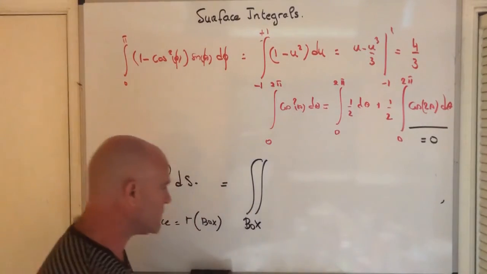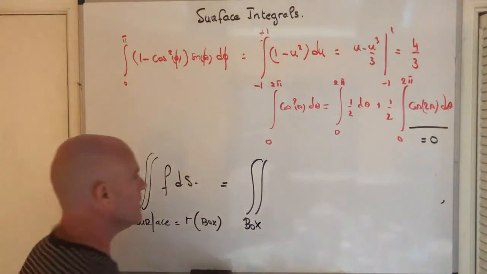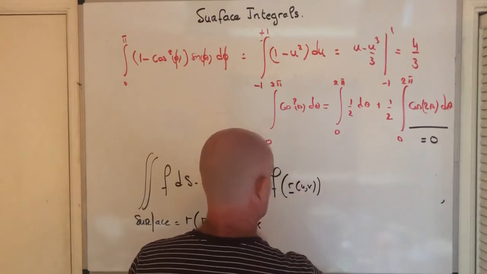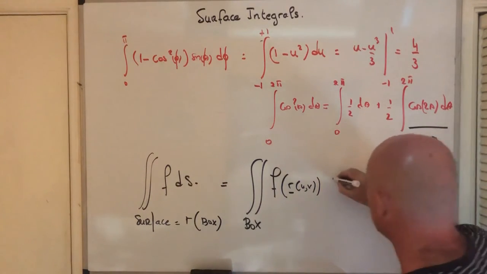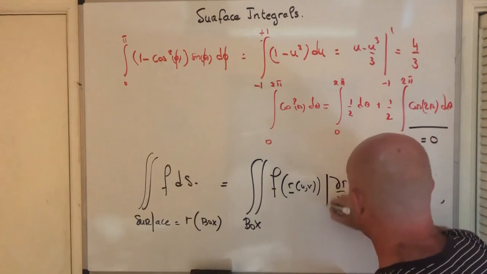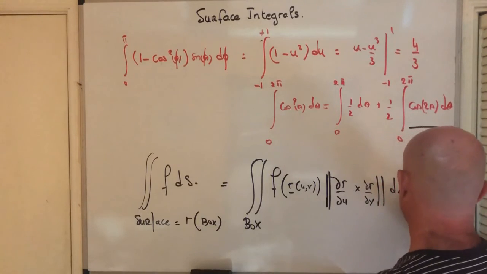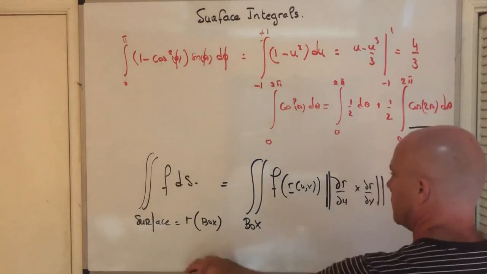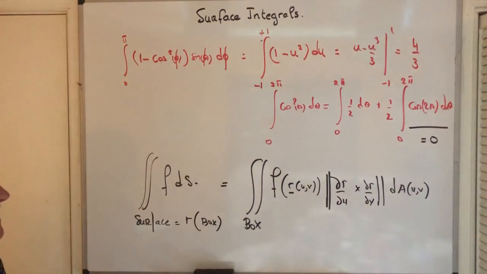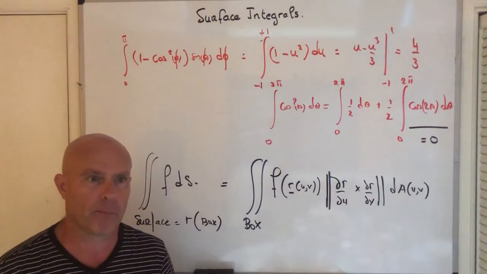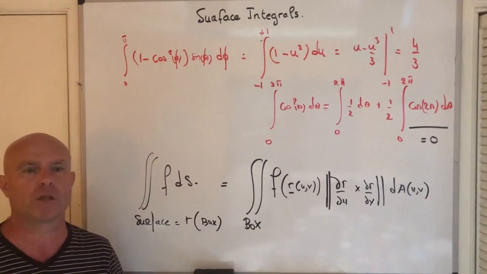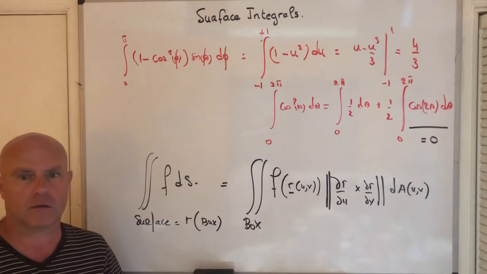This is nothing else than computing the integral over the box in the two-dimensional setting of f composed with r of u and v times dS, where dS is nothing else than the norm of dr over du cross dr over dv, dA uv. So depending upon, again, the way you're going to set up your integral, du dv or dv du, that's your choice. But this is the only formula you need to remember. Now, this being said, we will be able to state Stokes' theorem in the forthcoming video.